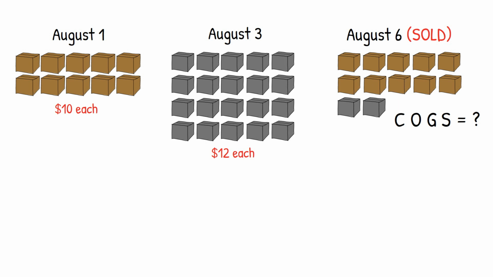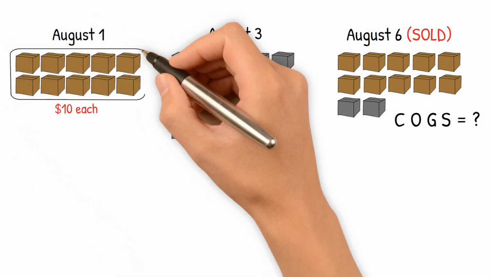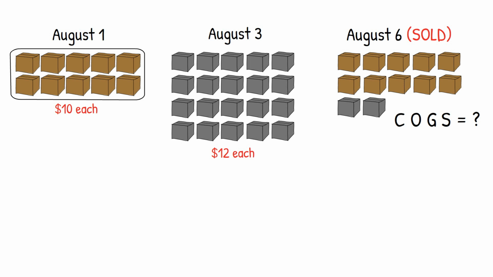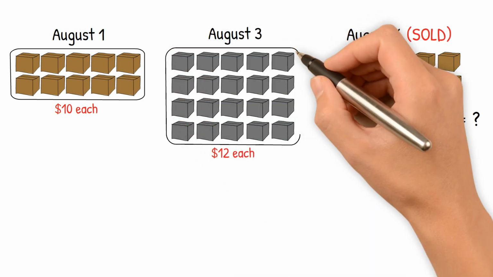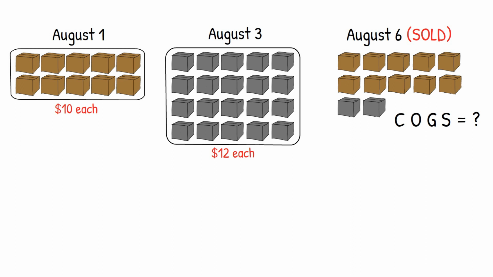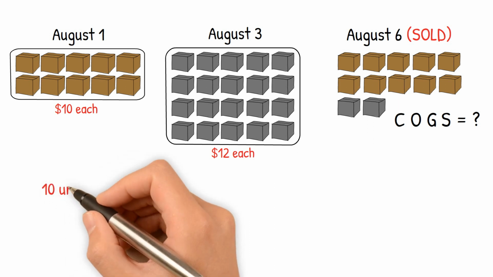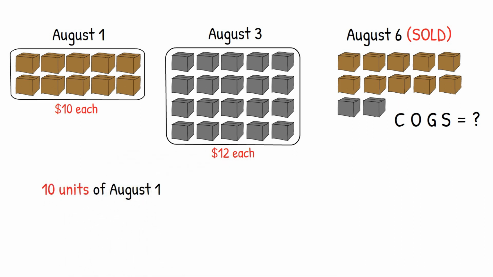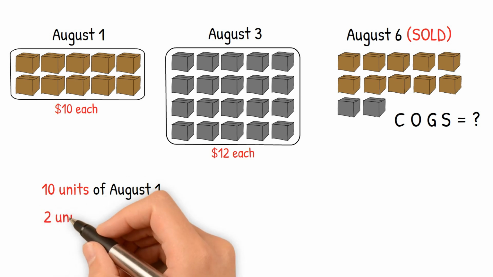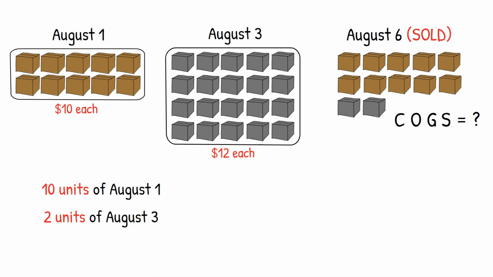So, first, we observe that the 10 units purchased on August 1st are the oldest, followed by the 20 units purchased on August 3rd. To calculate the cost of goods sold for the 12 units sold on August 6th, we need to determine the cost of the oldest 12 units in inventory. On August 6th, we sold the 10 units purchased on August 1st and 2 of the 20 units purchased on August 3rd. This gives us a total of 12 units sold.